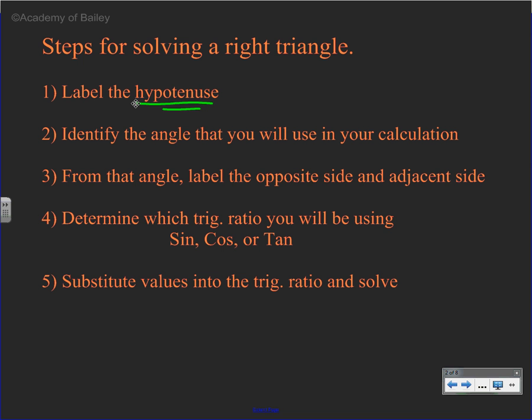After you have labeled the hypotenuse, you have to identify the angle that you will be using in your calculation, or the angle that you need to find. Step number 3, from that angle, you label the opposite side and the adjacent side. And remember, it is important that you use the angle that you are going to be using in your calculations, because as in the first video, we described that the opposite and adjacent sides depend on which angle you're using.